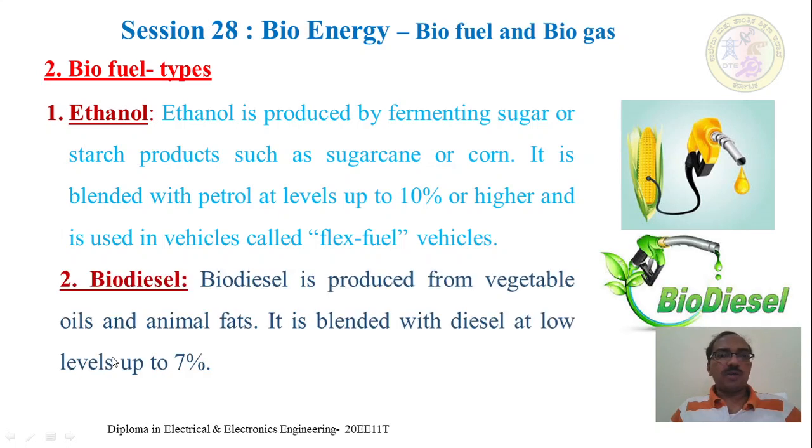At the same time, biodiesel is produced from vegetable oils and from animal fat. From vegetable oil we make biodiesel. That biodiesel we will blend with diesel, usually up to 4 to 7 percent. Blend means mixing. That can be used to reduce carbon dioxide emission.